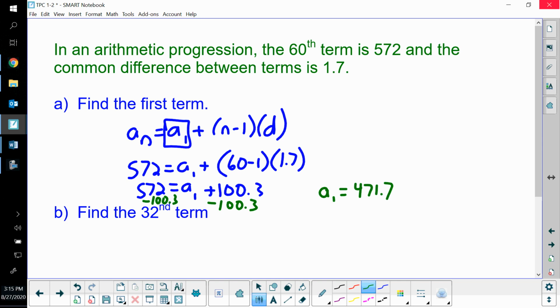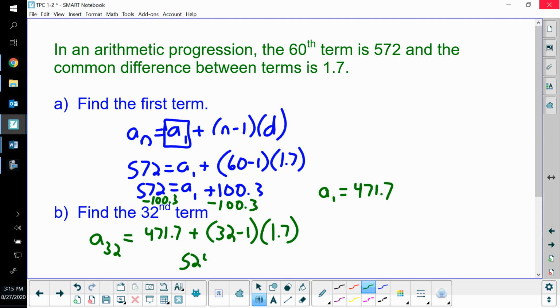Well, now they want us to find the 32nd term. So our notation we would use is A32. Our first term we now know is 471.7 plus 32 minus 1, because we're doing the 32nd term, and our d we knew from before was 1.7. So if we put that all in the calculator, it would end up giving us 524.4. Now when you put it in the calculator, it's important to make sure you have your parentheses and all the correct spots and everything.